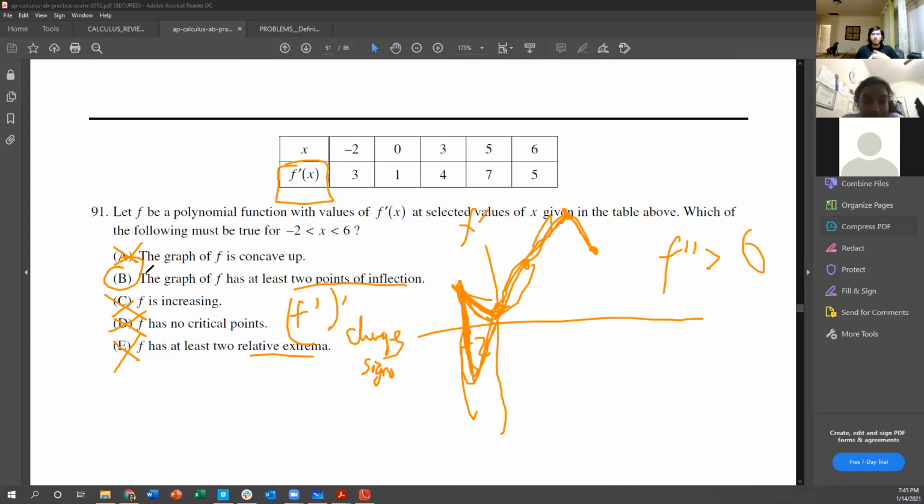But for me, I think it's easier to do counterexamples and rule out answer choices. So you can kind of do whatever works for you.